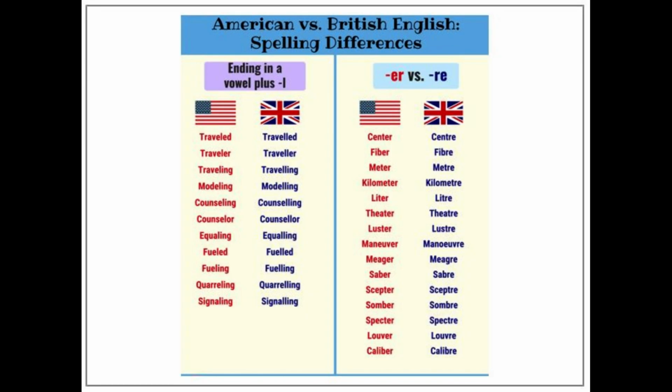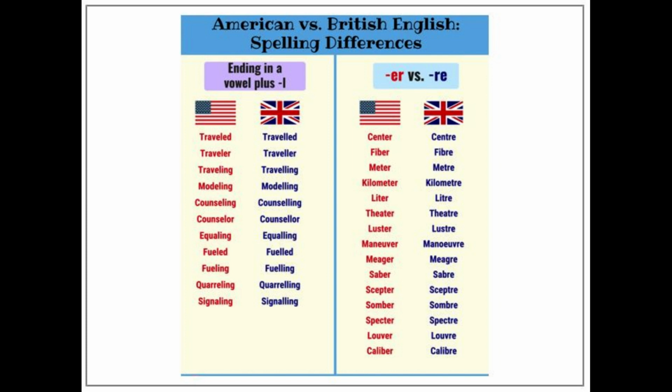More differences between spelling lie where words end in a vowel plus L. For example, traveled, traveler, modeling, counseling. All of these words are pronounced exactly the same way, even with the additional L or with a single L. There is no need to add an additional L in any of these words, but the British like to do so. However, the Americans, to save space, do not add the additional L and the pronunciation is not lost. It's still pronounced the same way.